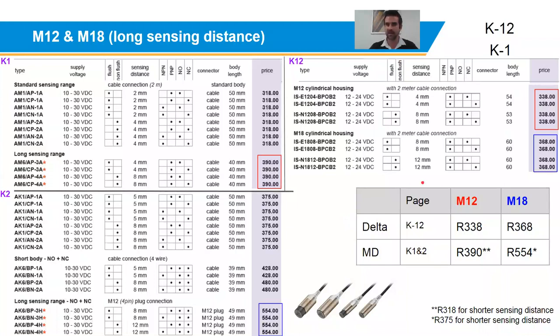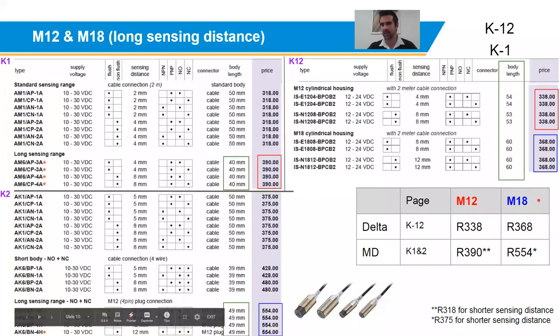Okay, that's the M18 pricing. Even more so, the Delta is much more competitive if you're comparing it versus the MD long sensing distance sensor. The Delta doesn't have it all its own way. If you look at the body length and compare it versus the MD equivalent, you'll note that the MD is quite a lot shorter.